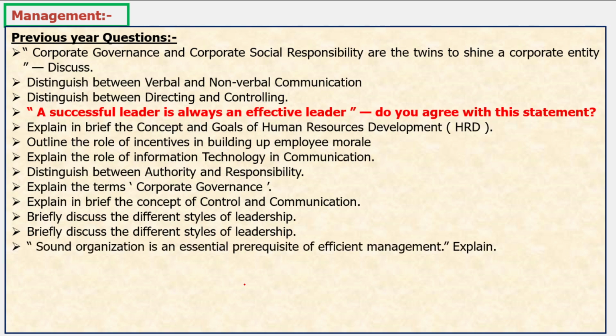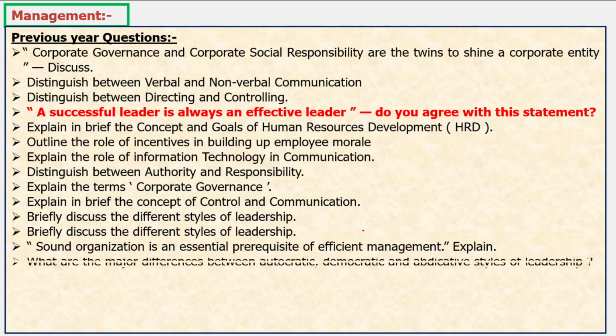Next, sound organization is an essential prerequisite of efficient management. Explain. Now, again, this is a question that would require you to express your arguments in a well articulated manner. It's something of an argument that the question maker has made. You will have to say whether he is right in making that argument. If you think sound organization is an essential prerequisite, then how you should portray that through your answer.